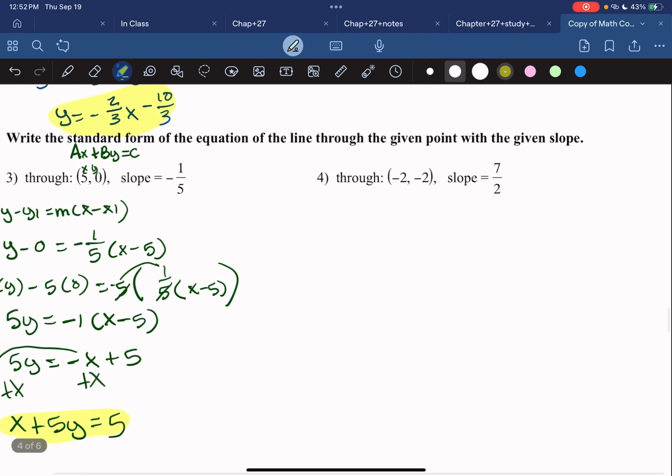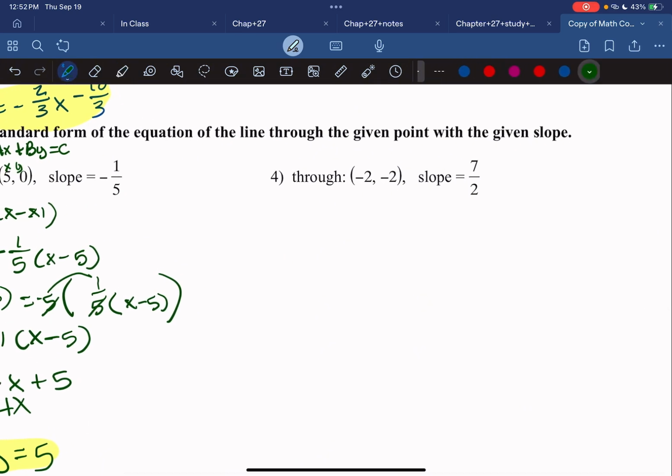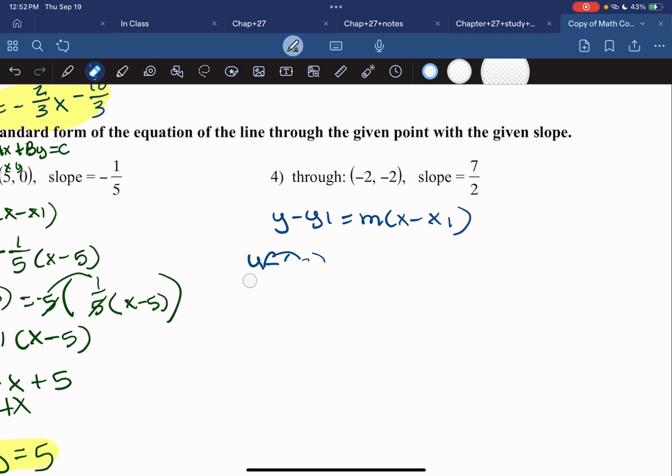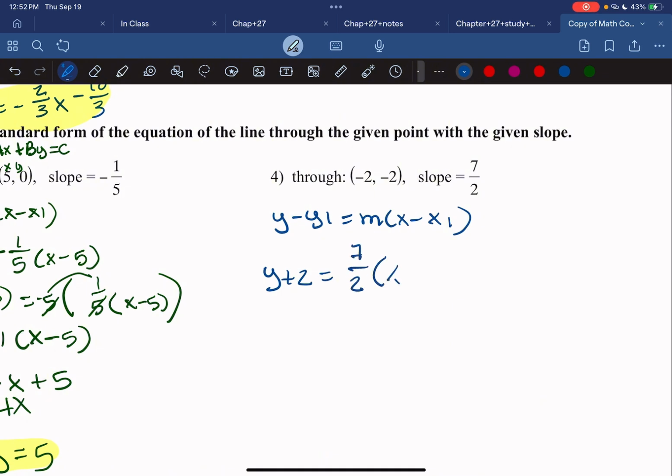Number 4, same thing, same concept. Let's do it. We're given the slope and a set of points. Let's put it in point slope form. Point slope form: y minus y1 equals m times x minus x1. Y minus, our y1 is negative 2. You see that? Negative and negative is going to make a positive. So we can just write y plus 2 equals, our slope is 7 over 2, x plus 2 once again because it's a negative and a negative, which makes it positive.